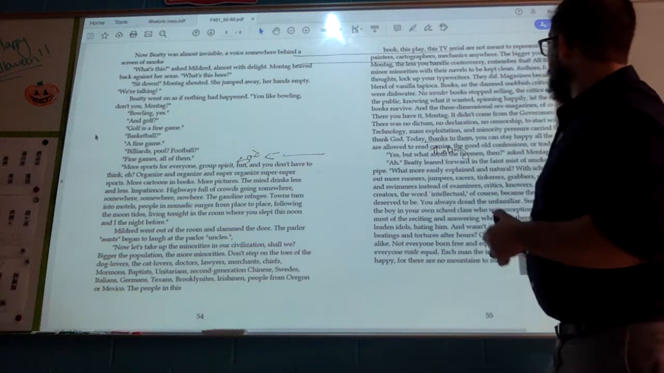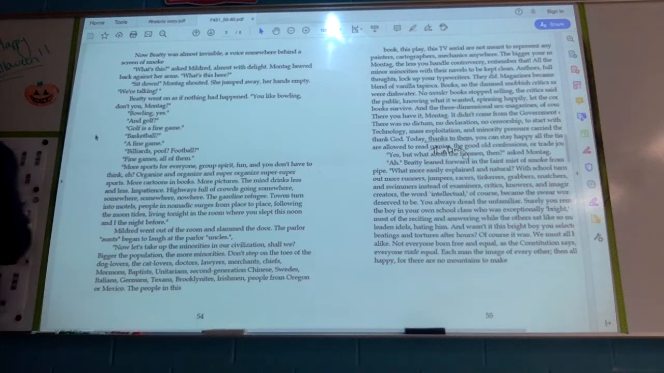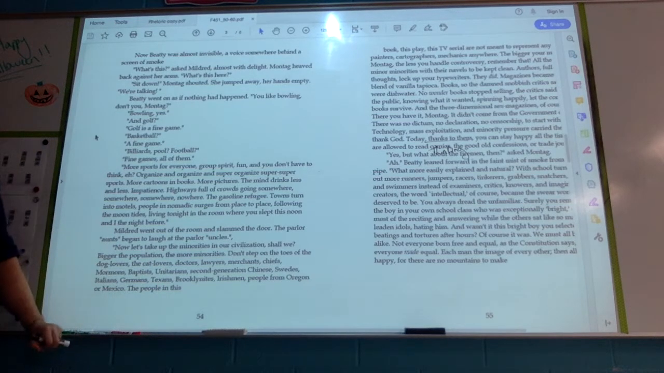Go ahead, Dante. Now Beatty was almost invisible, somewhere behind a screen of smoke. "What's this?" asked Mildred. Montag eased back against her arms. "What's this here? Sit down," Montag shouted. She jumped away, her hands empty. "We're talking," Beatty went on as if nothing had happened. "You were bowling, don't you know? Montag, bowling, yes. And golf, fine game. Basketball, fine game. Baseball, football, fine games, all of it.